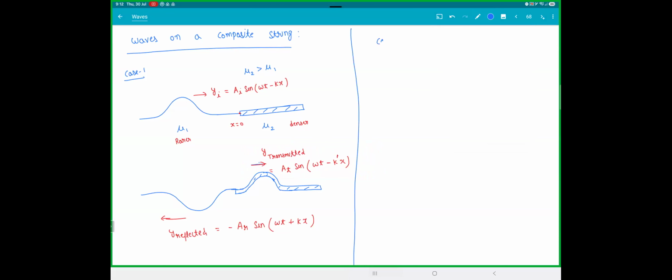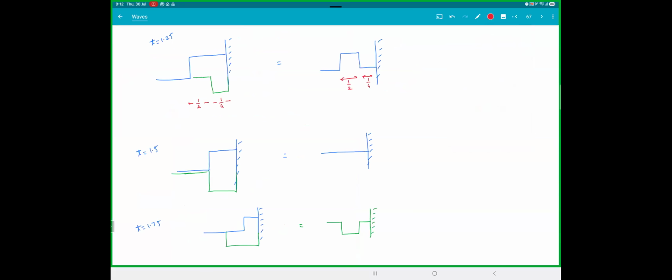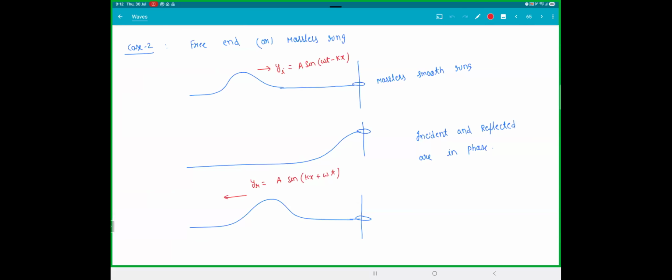Case 2, you're going from a thick string to a thin string. Mu1 is greater than mu2. Now this point will act like a free end. So the reflected wave will be like this. It will be still in the same phase.